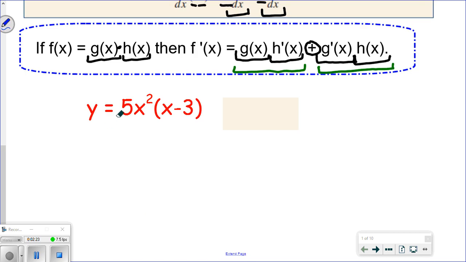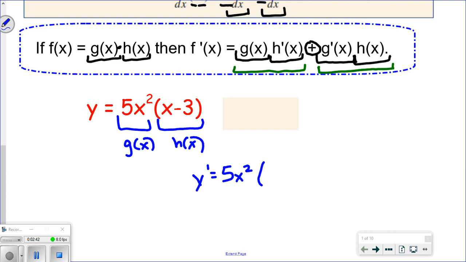So if we look at the same example that we just did up above, 5x squared would be our g of x function, and x minus 3 would be our h of x function. So according to this rule, to find the derivative, I keep g the same, so 5x squared. Then I find the derivative of h, so the derivative of x minus 3 is 1. I add that to, I find the derivative of g, which we know is 10x, and I keep h the same, which is x minus 3.